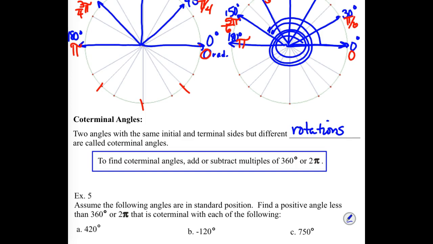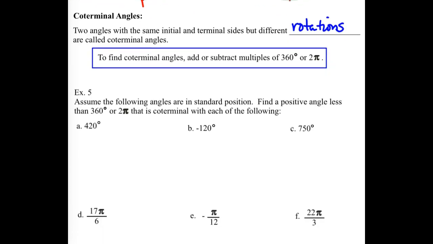I went around and around and around. I'm still landing in the same spot. They'd be considered coterminal angles. Okay? They have different rotation amounts, but they start and end in the same spot. So to find them, we simply add full circles or subtract full circles.